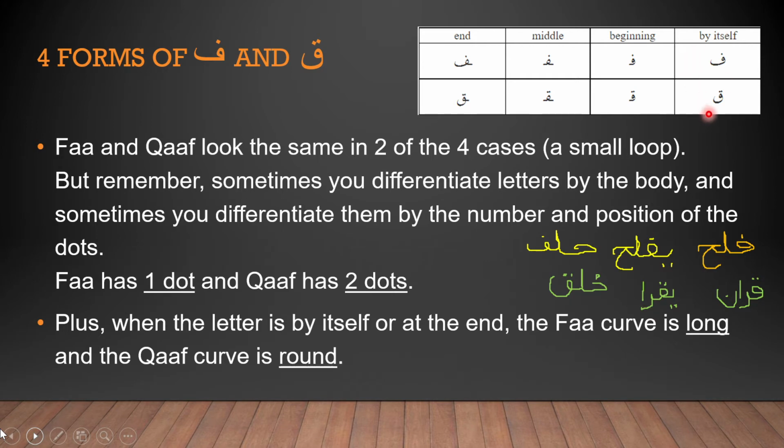Of course, by itself, you can see that it's completely different. I mean, you don't even need a differentiation by itself. That's how the letter looks, just like A or B by itself. Now in the next slide, we will actually learn about the Kaaf, because if you notice, I put Fa and Qaf, but where's the Kaaf that we are going to learn today? It's going to be in the next slide.